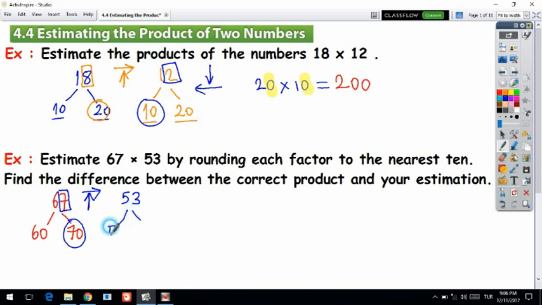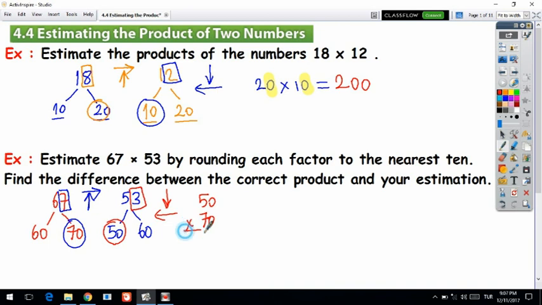Okay, 53 is between 50 and 60. So how can we choose the correct answer? We look at the ones digit again. Is the ones digit, 3, 5 or bigger than 5? No. If you say no, you round down. When you round down, you move left. The answer is 50.